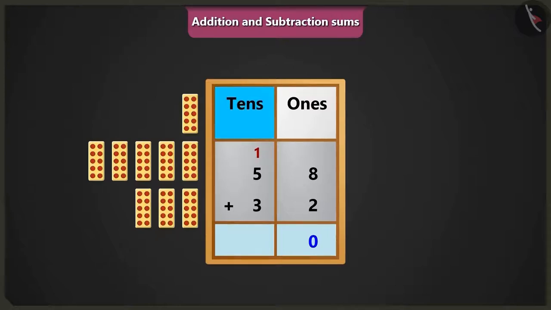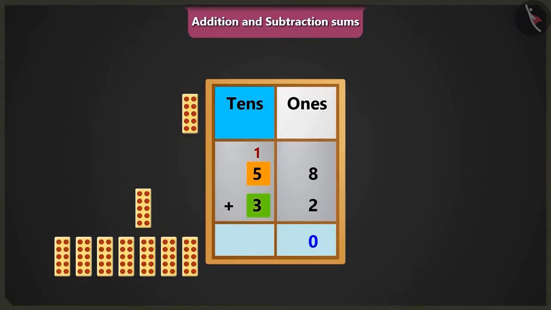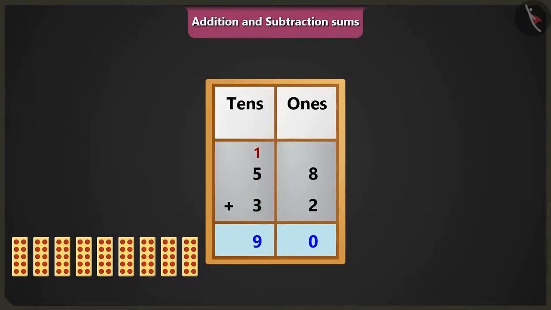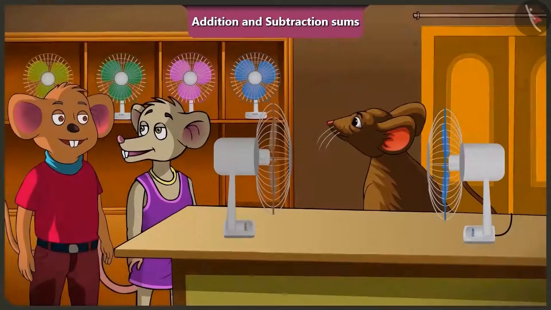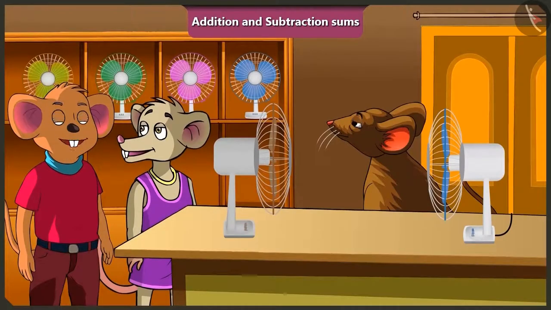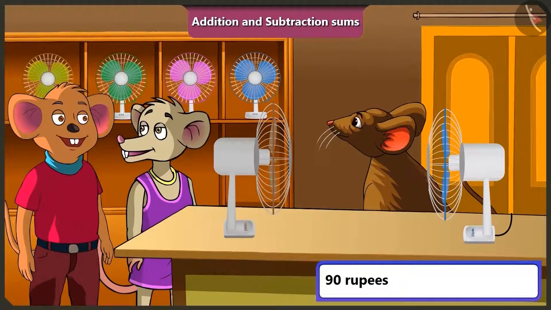Now, if we add 5 and 3 of the box of 10s, then after 5, it will be 6, 7, 8 10s. And if we add the 1 carried over to 8 10s, it will be 9 10s. So, it will be 9 10s after adding 32 to 58. Yes, 9 10s means 90 rupees. Oh, yes. If I sell the old fan, then I will have a total of 90 rupees.